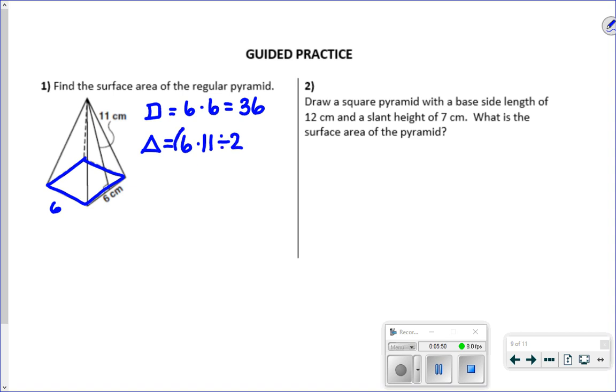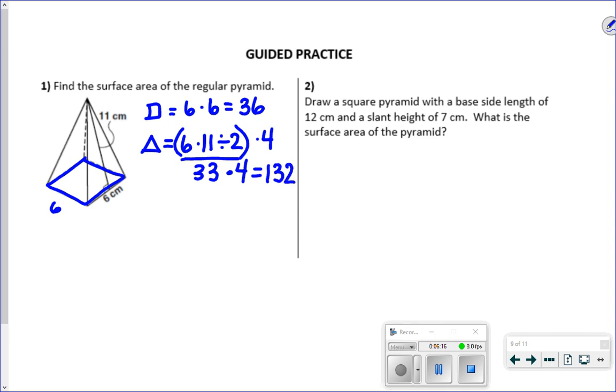That gives me the area for one triangle. And then I'm going to multiply that by 4 because I have 4 triangles that are the same. So 6 times 11 is 66, divided by 2 is 33. And then I'm going to multiply that 33 times 4. So when I multiply that out, I get 132.